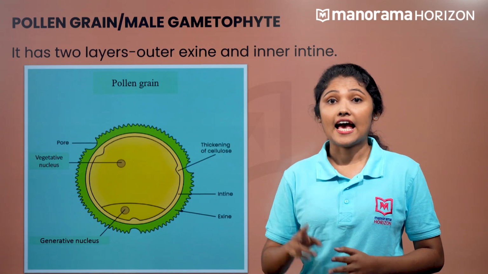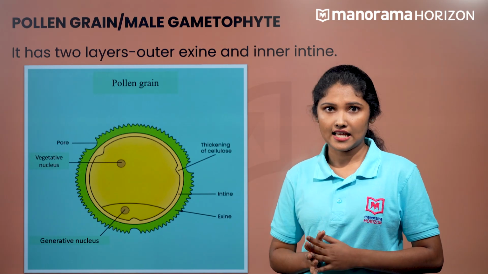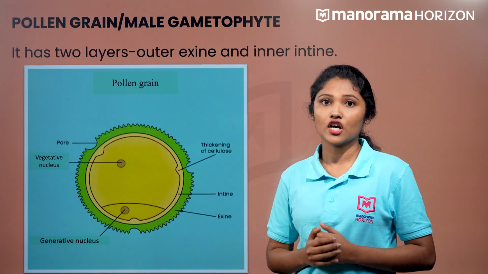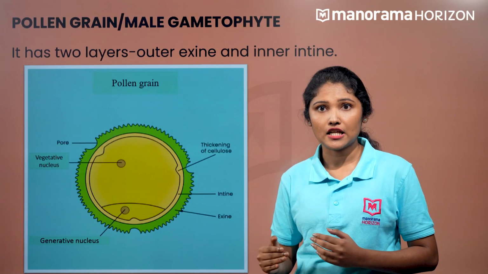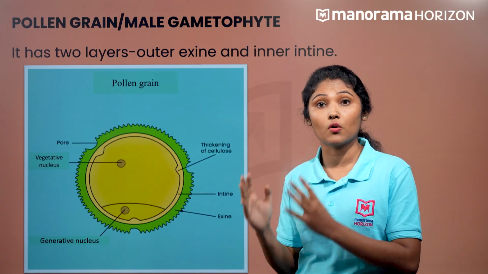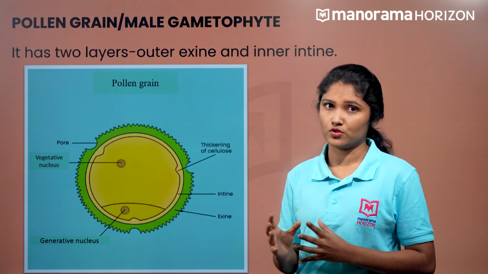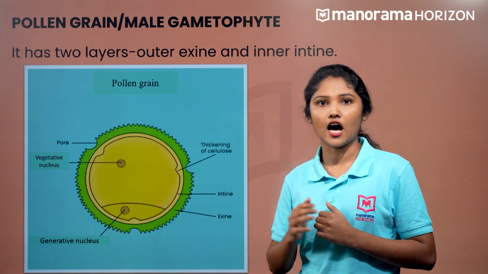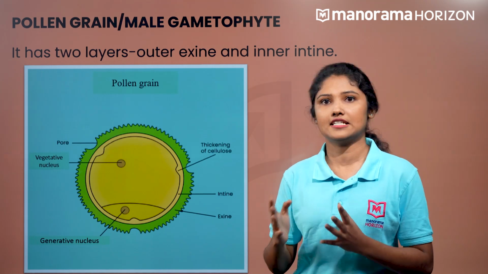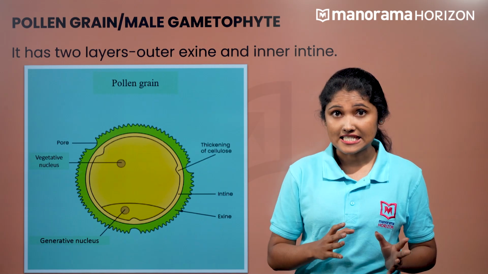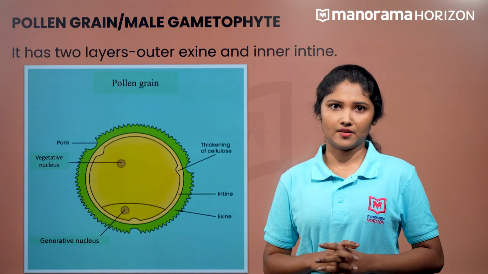A pollen grain has two layers, an outer hard layer named exine and an inner continuous layer called intine. Exine is made up of sporopollenin, which is one of the most resistant organic materials known. Exine has germ pores through which the pollen tube germinates out. It can withstand high temperatures and other adverse conditions. While intine is a thin and continuous layer made up of cellulose and pectin.